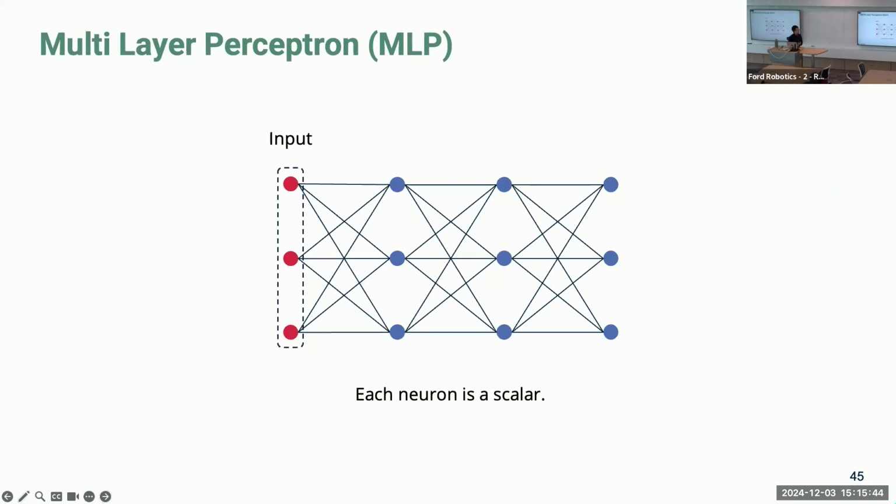Before looking into how we can design Lie neurons, we need to take a look at how other neural networks are designed. First is the multi-layer perceptron, MLP. In an MLP, each neuron is a scalar. When we have an input, let's say a point XYZ, after passing the first layer, the XYZ geometric position gets mixed up together. So there's no geometric information preserved in the system. It all gets mixed up. So MLP is not equivariant.